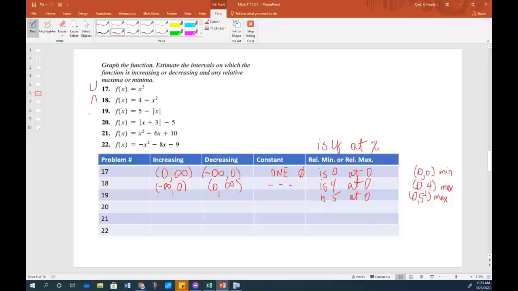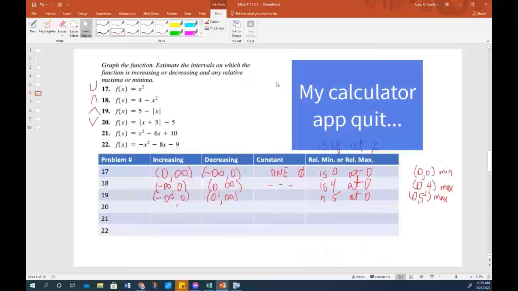The shape of the graph up here by the number 19 was kind of an upside down V, which means I was increasing first from negative infinity to 0, and then I was decreasing from 0 to infinity. So my maximums were different, the shape of the graph was different, but the increasing and decreasing intervals were actually the same on those two.